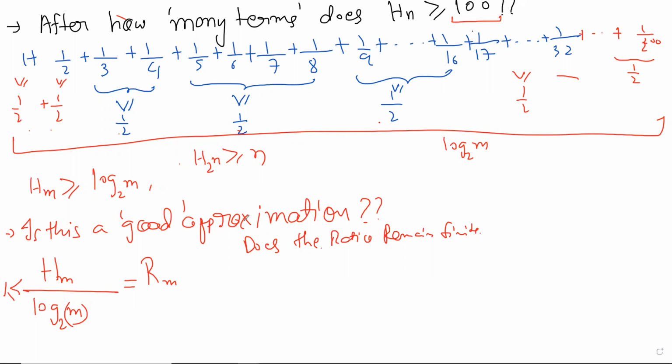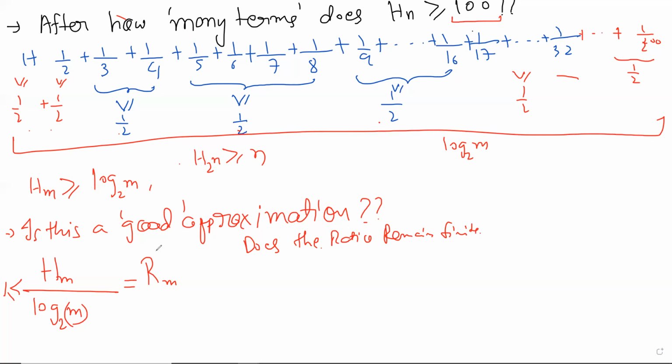No, R of M is just for convenience. It's just this ratio. You see, we know that HM is at least log m base 2, or if you add up 2 to the power n terms, then you get at least n. But the next question is whether these two things are approximately the same when m becomes big, or does HM become very big compared to log m? That is a natural question. So we're basically trying to study this ratio and understand what happens to it.